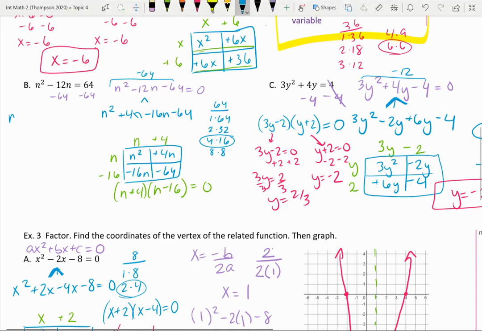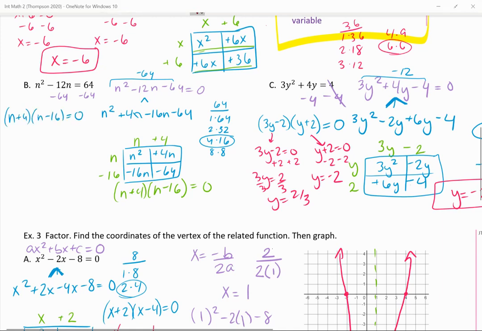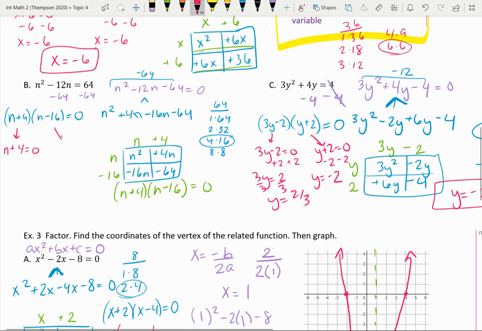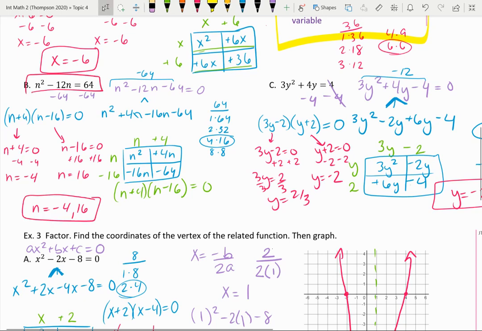I'm going to put that up here because I need a little bit of room. Now I can take each factor, right? Step 3 is that I'm going to use the zero product property and set each factor equal to 0. And I get n equals -4, and n equals 16. So those are going to be my answers. Those are the numbers that make the original equation true.